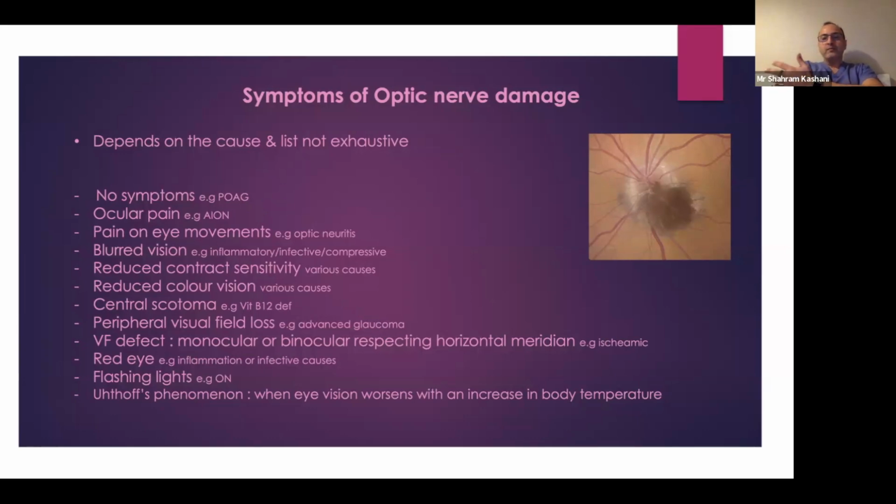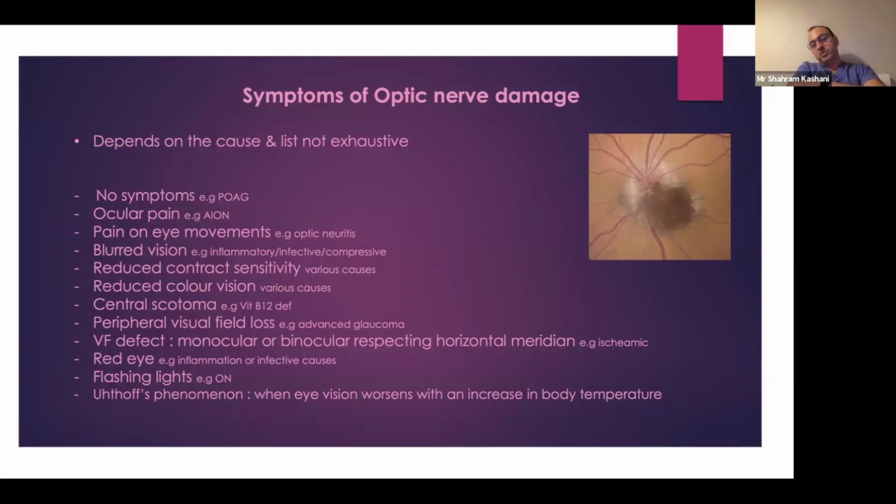And then how the visual field defect occurs: in glaucoma, for example, it doesn't respect the horizontal or the vertical meridian, but in a lot of neurological disorders like infarctions and compressions, you do have this vertical and horizontal meridian respect when it comes to the visual field defect. And then, of course, if the eye is red, that might make you think of inflammatory causes.